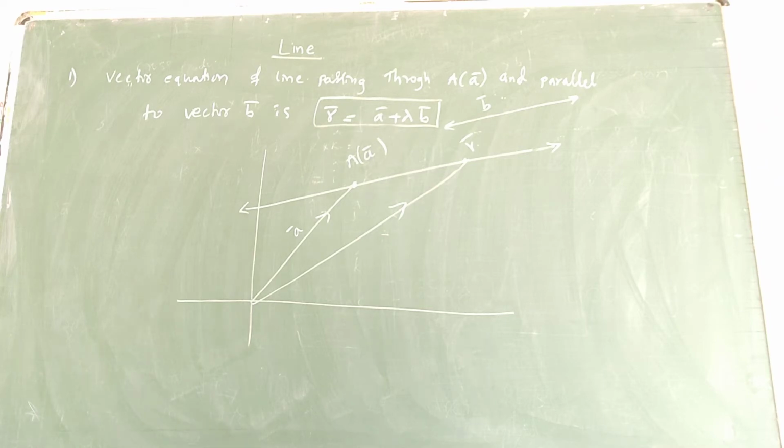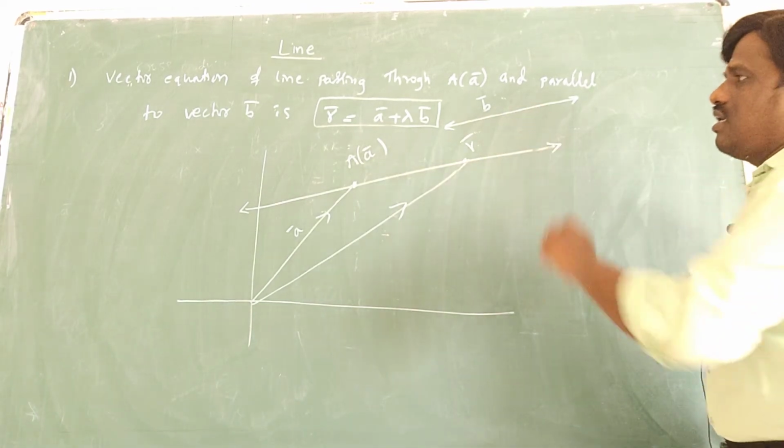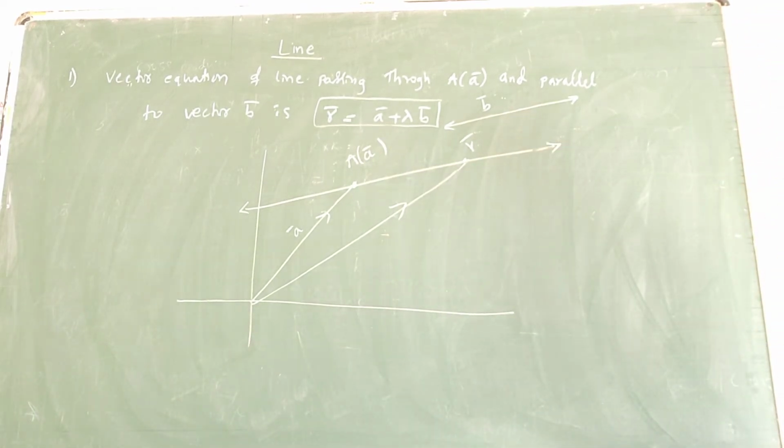What do we call this? Vector line equation. This will be used when a point is given and a parallel vector is given. We use the vector equation of the line: R is equal to A vector plus lambda times B vector.